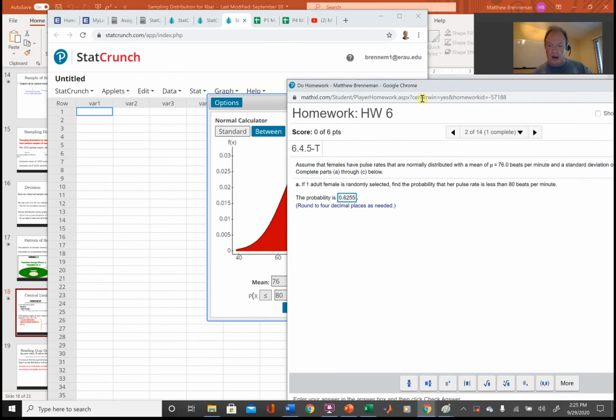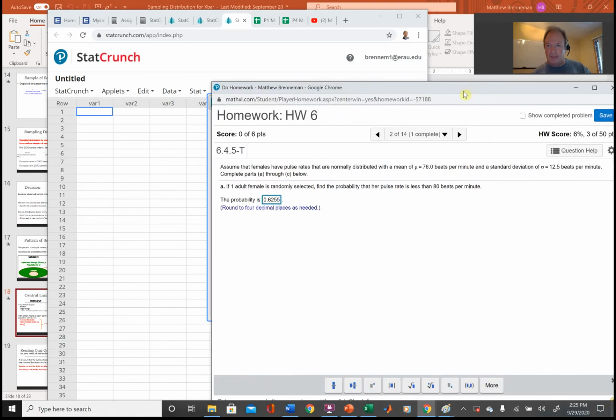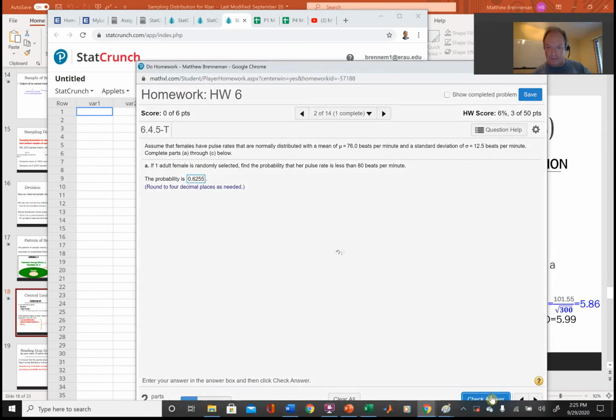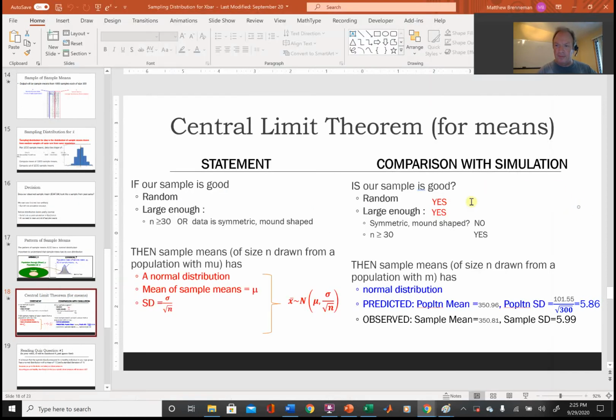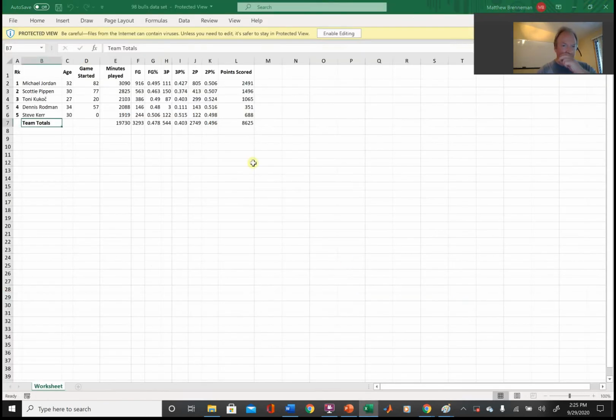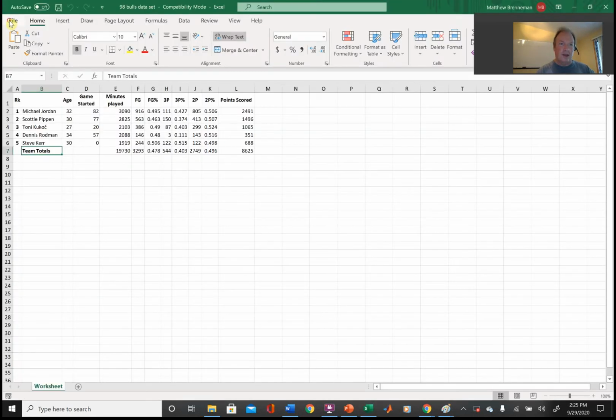And so what they're going to be doing here is looking at the difference between an individual and the estimators, right? So if 16 adult females are randomly selected, find the probability they have a pulse rate with a mean less than 80 beats per minute. So now we're looking at X bar, right? So we have to know what sample means look like from this population. And this is what the central limit theorem tells us. Okay? And in fact, we could set up a little Excel table if we wanted to, all right?